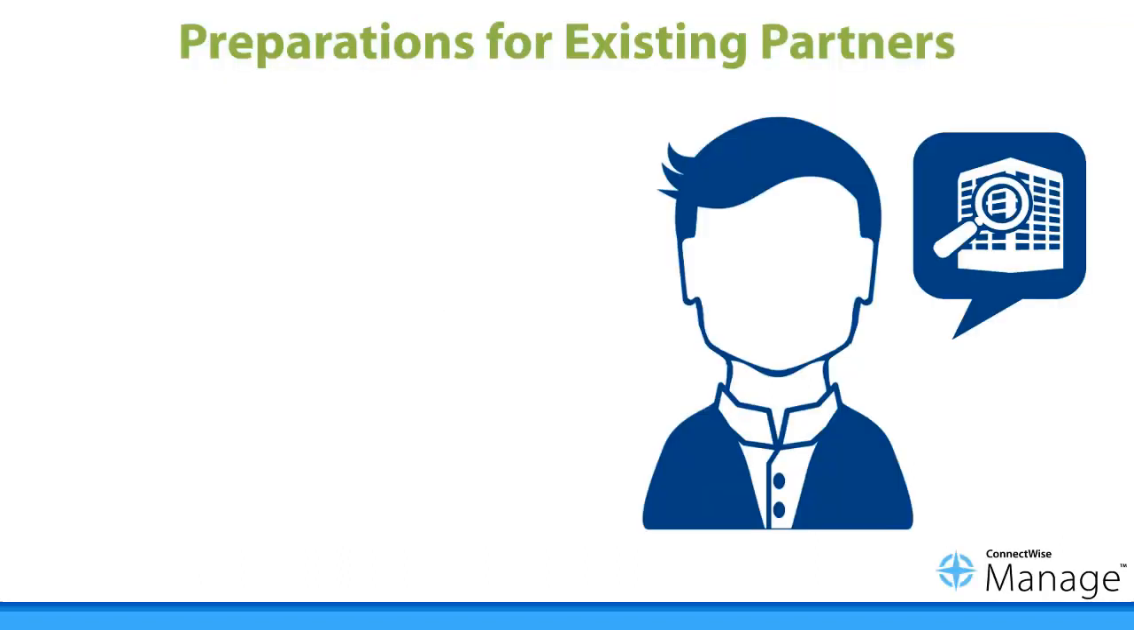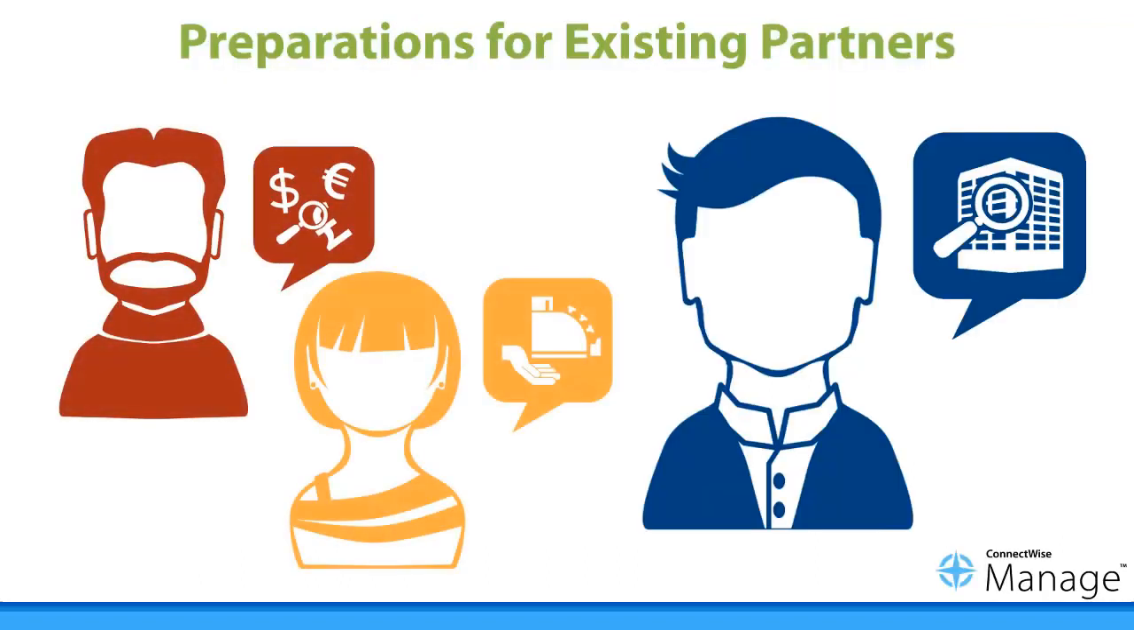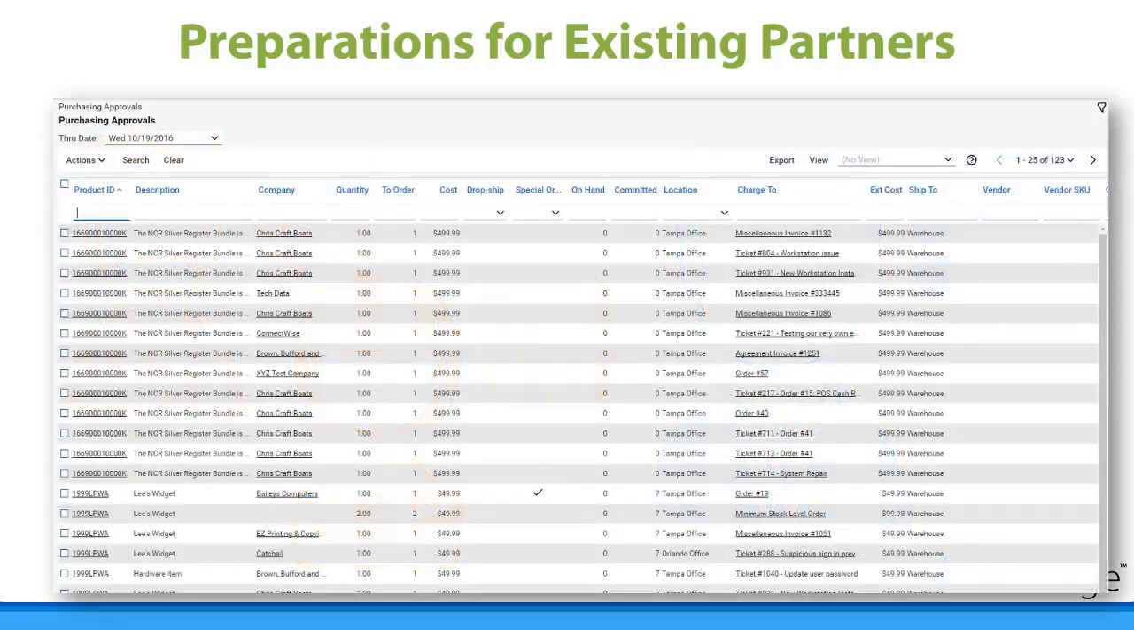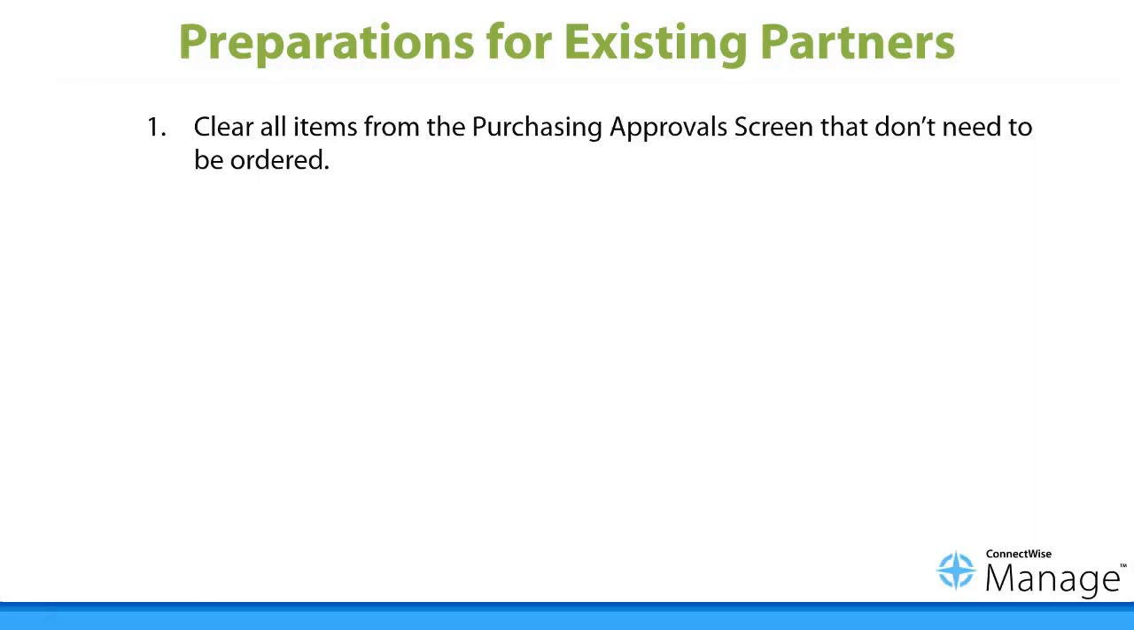Whether you are the CEO, the CFO, or the procurement manager, many of you have already been using ConnectWise Manage, and now you're preparing to use the full benefits of the procurement module. In that case, it is likely that your purchasing approval screen will be filled with items that you don't need to order. Let's look at the 4 steps to take before using the procurement module. First, clear all items from the purchasing approval screen that you do not need to order.